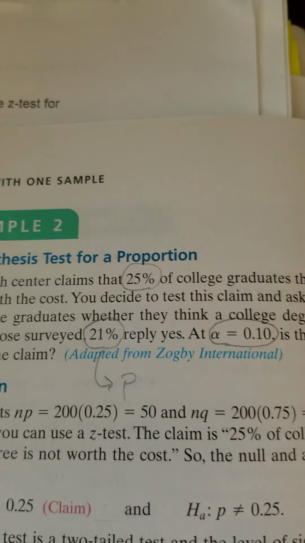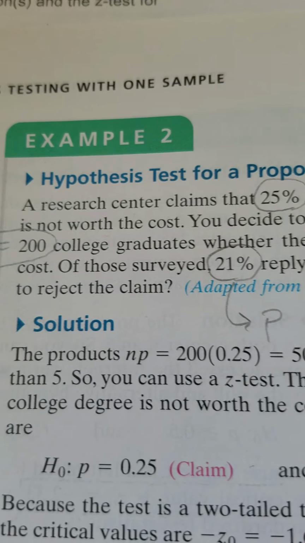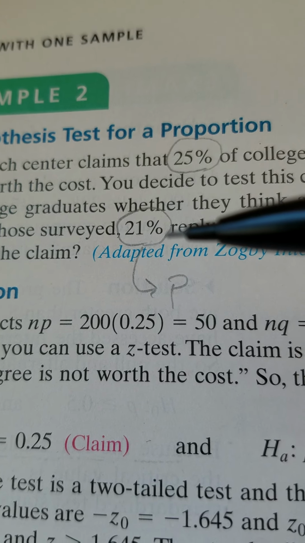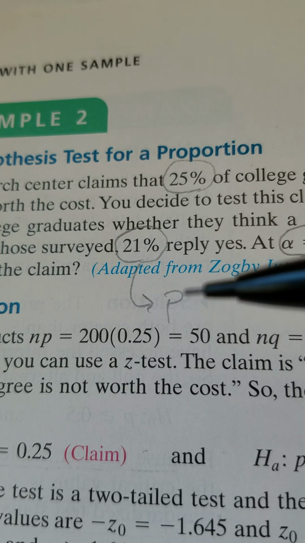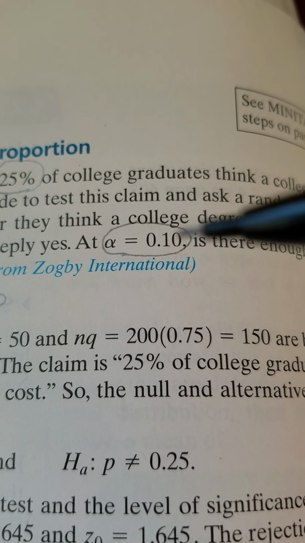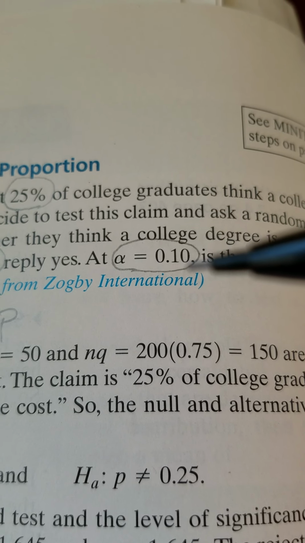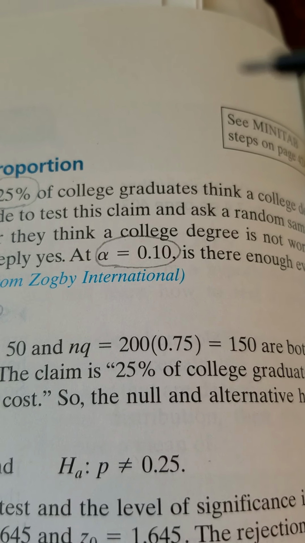Now, you take a sample of 200 college graduates. 21% say yes. That's your p, 0.21. There's your alpha. You've got to split that in half because it's two-tail. So now, what do you do next?